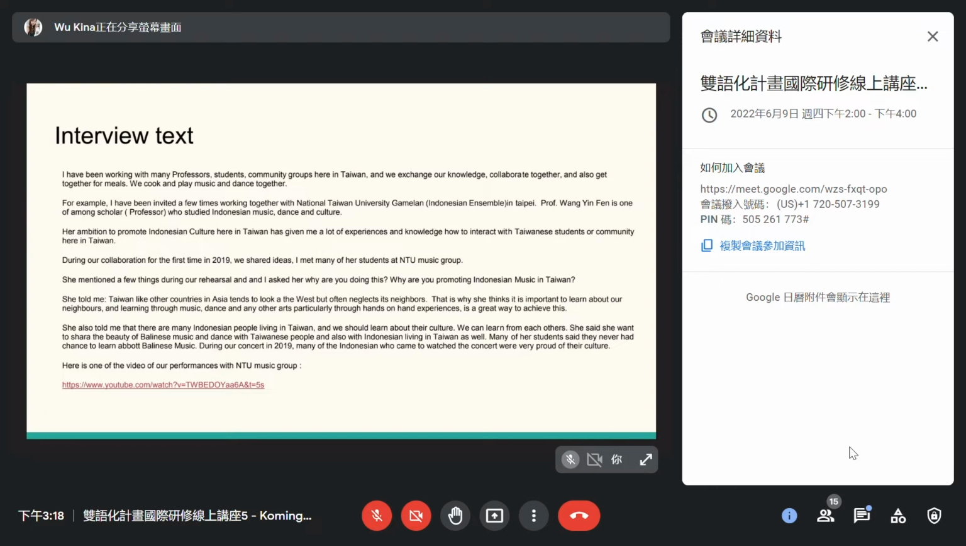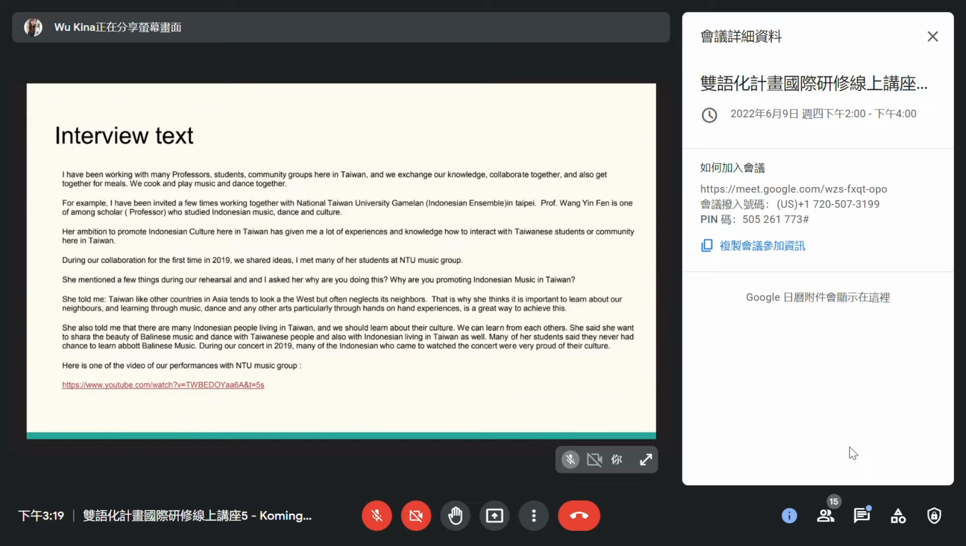culture dissemination. And also she told me that there are many Indonesian people living in Taiwan, and we should learn about their culture. And also we can learn from each other. She said she wants to share the beauty of Indonesian or Balinese music and dance with the Taiwanese people, and also with Indonesians living in Taiwan as well, who never got the chance to study Indonesian culture because they came here to work, they came here to marry and so on, and their mom said, this is from your mom's home country, this is your mom's home country culture, you have to learn.